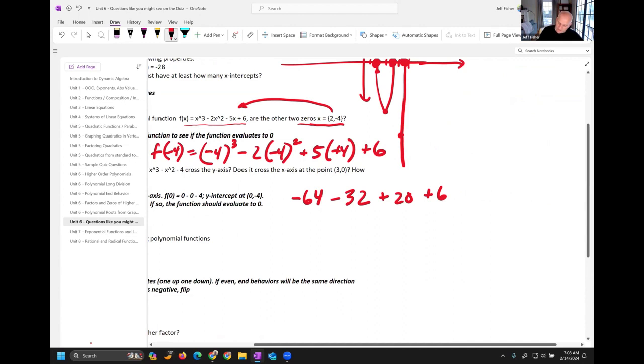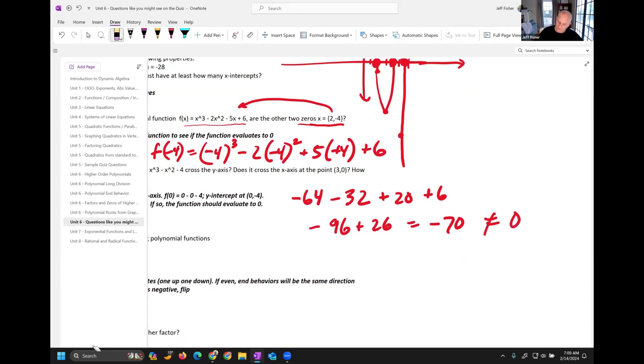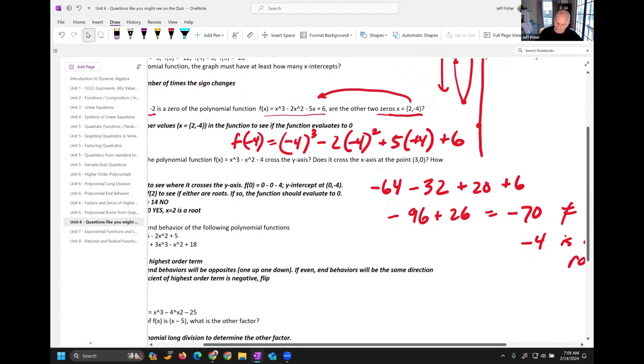Negative 64 minus 32 is negative 96, plus 26 equals negative 70. This is not equal to 0, so negative 4 is not a root or a 0. Right? Zeros and roots are the same thing. It's just a different name for it. Okay?